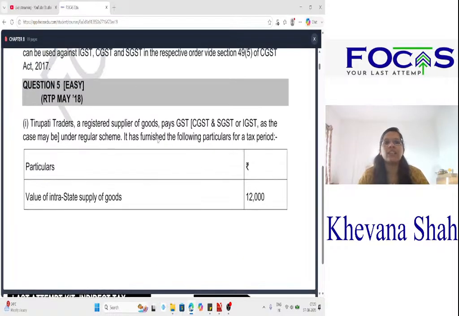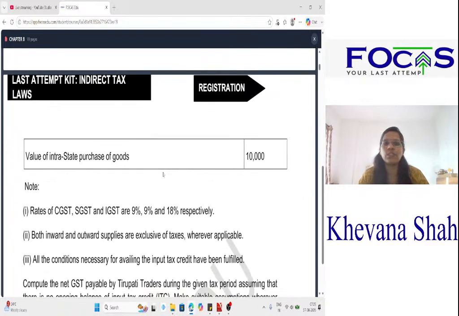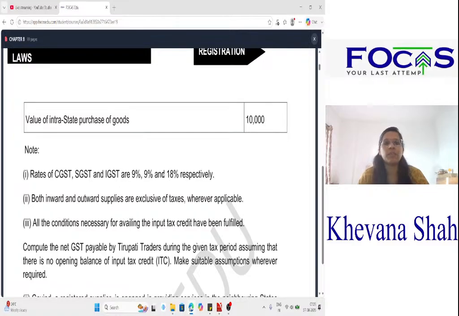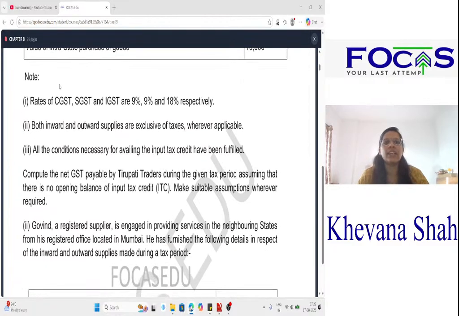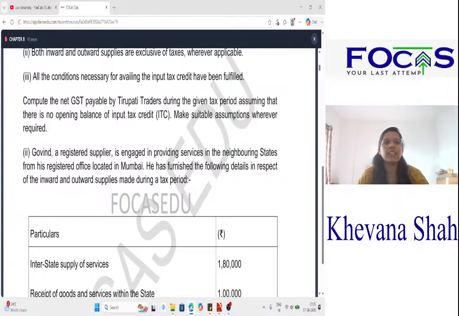Okay. Then question number 5. Tirupati traders, a registered supplier of goods, pays GST as the case may be under regular scheme, and has furnished the following particulars for a tax period. You have value of intrastate supply of goods 12,000 and value of interstate purchase of goods 10,000. Then rates of CGST, SGST are 9% each, and for IGST we have 18%. Both inward and outward supplies are exclusive of taxes wherever applicable. All the conditions necessary for availing the ITC have been fulfilled. Compute the net GST payable by Tirupati traders during the given tax period, assuming that there is no opening balance of ITC.